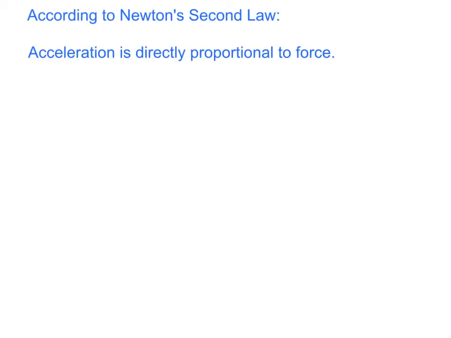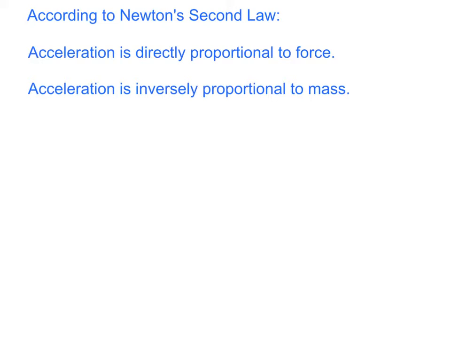So to summarize Newton's second law, acceleration is directly proportional to force. That means if the force goes up, the acceleration goes up. If the force goes down, the acceleration goes down. And acceleration is inversely proportional to mass, which means if mass goes up, acceleration goes down. If mass goes down, acceleration goes up.